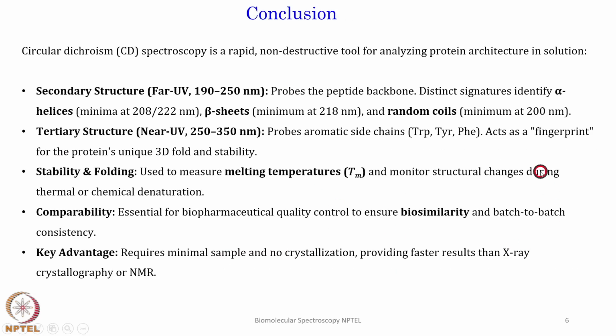So one can conclude that CD is an extremely important non-destructive tool. Far UV CD gives protein secondary structure: alpha helix, beta sheet, random coil. Tertiary structure you can get from 250 to 350 nm because of the aromatic probes, and it gives you the fingerprint of the 3D fold. For stability and folding, one can find out the Tm, and you can compare and establish biosimilarity. Also a key advantage is that it does not require too much sample preparation, no crystallization is required, concentration can be very low, and it is much faster than NMR and X-ray crystallography.